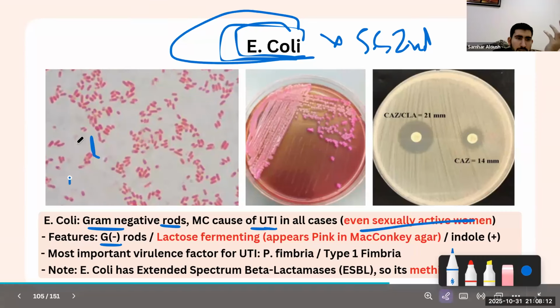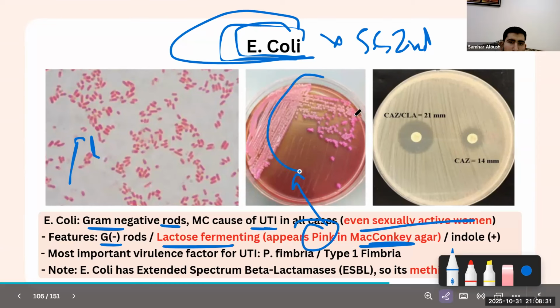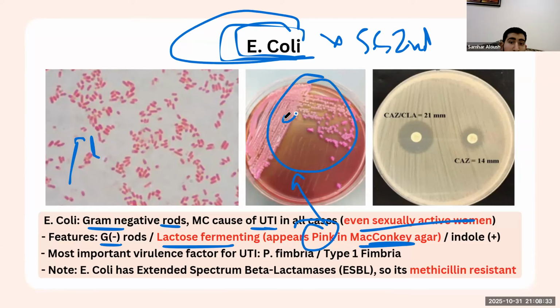Features: it's gram negative rods, so it will look like this. It's lactose fermenting, and only E. coli and Klebsiella from your lectures are lactose fermenting. What does lactose fermenting mean? That if you put it in MacConkey agar, which is this one that looks yellow, it will look pink. We put it in a yellow agar and it appears pink, because it fermented lactose. So E. coli is lactose fermenting. It appears as pink. It's easy to remember. E. coli is pink. It's gram negative so it's pink, and it's lactose fermenting so it will appear pink. I hope this is clear.